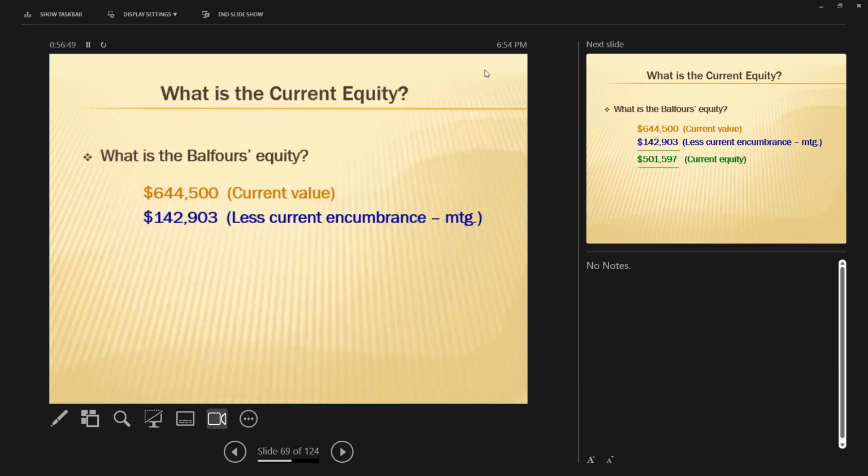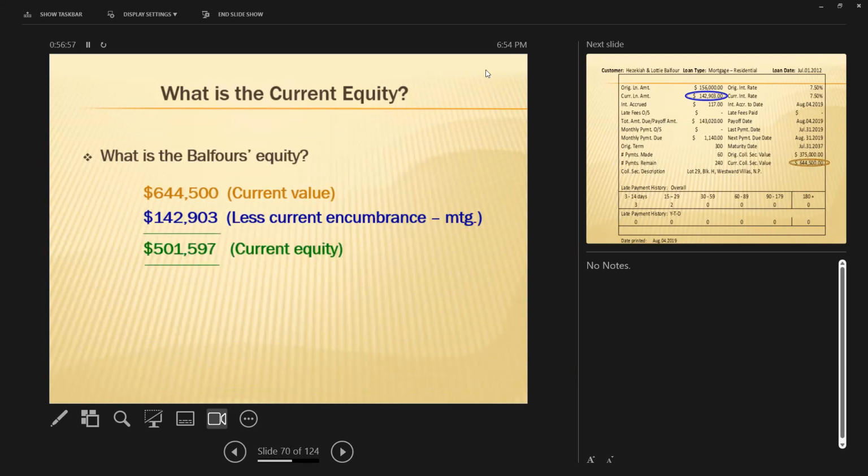So we have our current value less the current encumbrance, which is the mortgage, and that gives us 501,597. That's the current equity. So they have almost $502,000 in equity, which is very good. The equity position is very good.